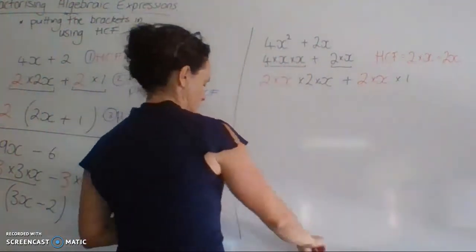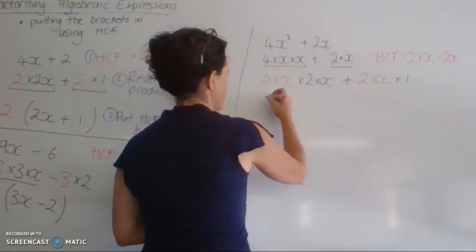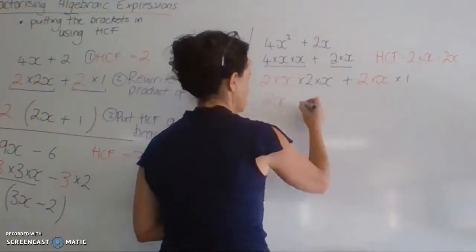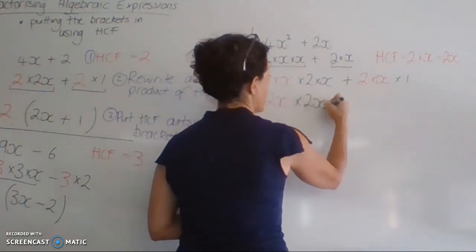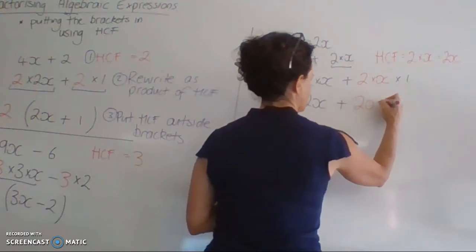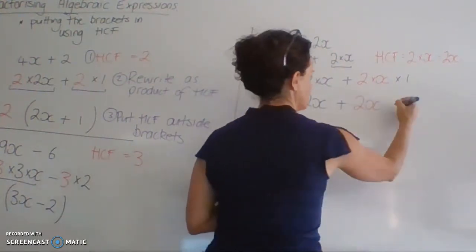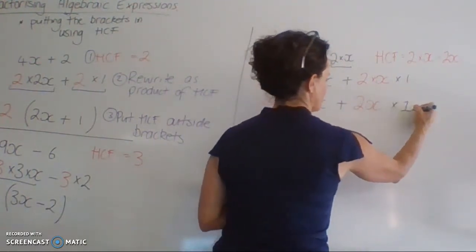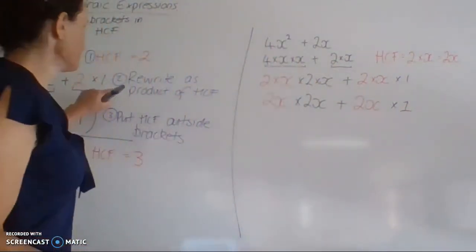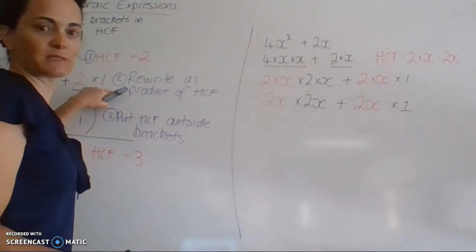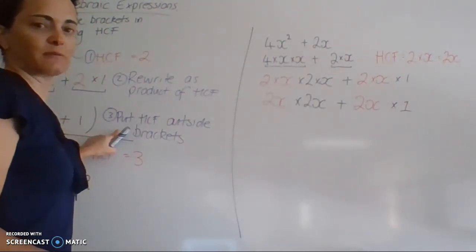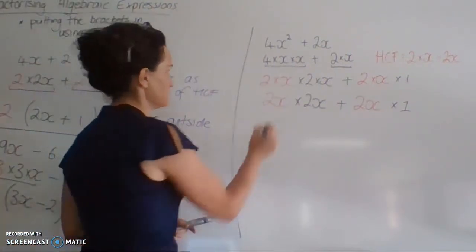Okay? So I'm going to rewrite that in shortened form. So I've got 2x times 2x plus 2x times 1. Okay? So now we rewrite. So we've rewritten each term as a product of the HCF. Now we put the HCF outside the brackets and everything else goes inside.